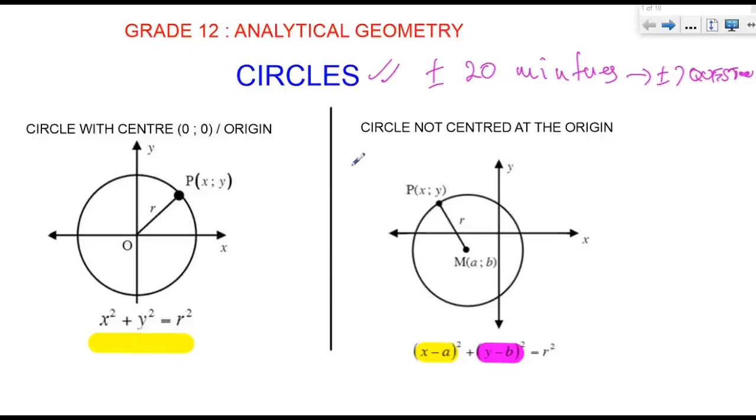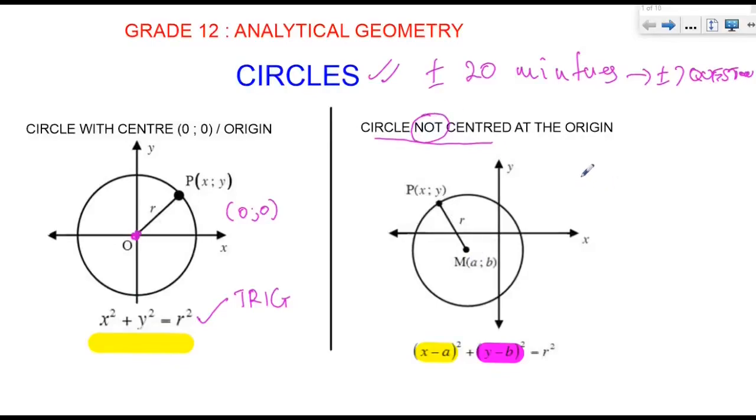Well, there are two types of circles that we're going to study. One is a circle whose center is at the origin. In other words, the center is 0, 0, and its equation is x squared plus y squared equals r squared. Please make a note of this because you may just get a circle whose center is at the origin. However, most exam question papers have circles whose center is not at the origin.